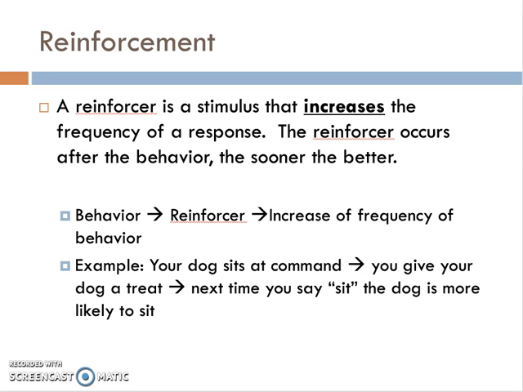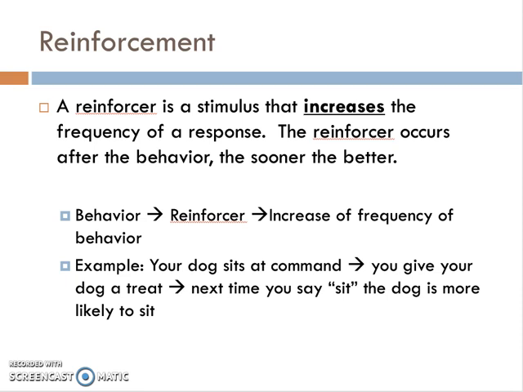Now, reinforcement is one way that people do operant conditioning. Here, a reinforcer is a stimulus that increases the frequency of a response. So whenever we have something that causes a response to increase, it is a reinforcer. So this is the way it works. First, a behavior happens, and then the individual gets the reinforcer, and then in the future, that behavior will increase in frequency. So for example, if your dog sits at a command and then you give your dog a treat, next time you say sit, the dog is more likely to sit.